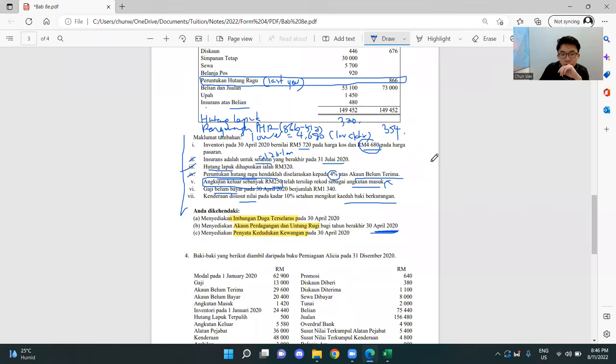Right now, I'll give you 10 seconds to read number 4 again. Angkutan keluar, you read and try to understand. I give you 10 seconds.